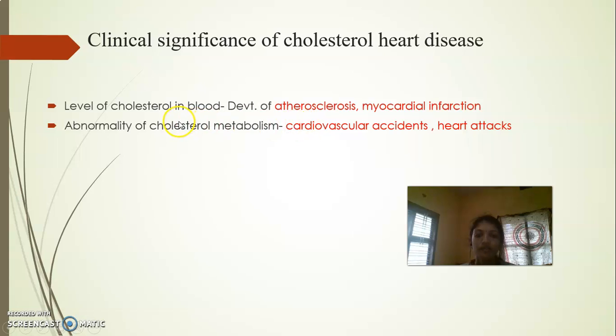So maintenance of cholesterol level in the body is very important. If there is an elevation in the level of cholesterol in the blood, it leads to the development of atherosclerosis and myocardial infarction. So abnormality of cholesterol metabolism results in the cardiovascular accidents and the heart attacks.